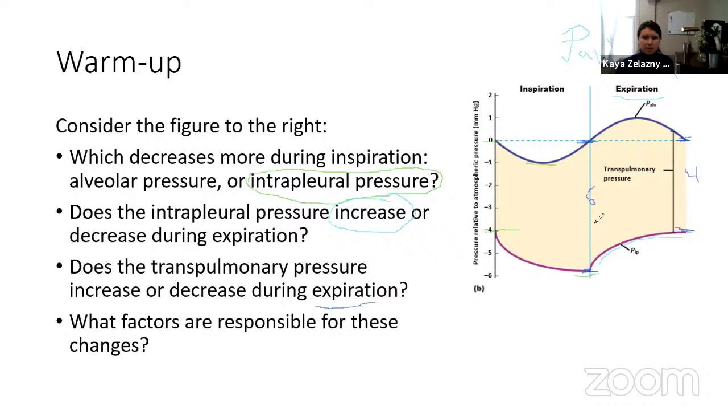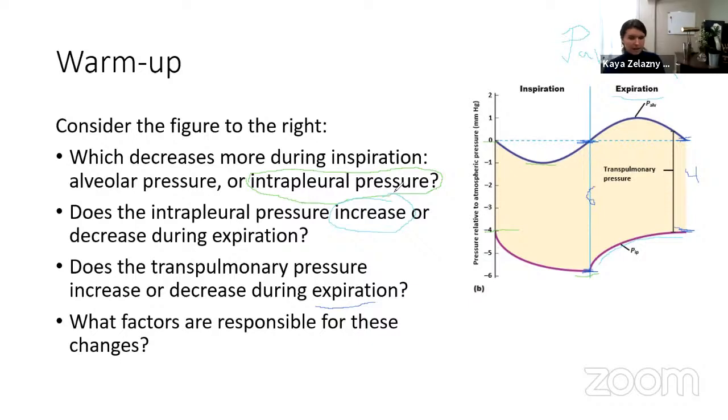So what we can see by comparing those two numbers is that the transpulmonary pressure has decreased over the course of expiration, which makes sense because this transpulmonary pressure is the pressure on that alveolar wall, the pressure across the lung, that pressure to expand the lung. So we can see that at the end of expiration, we have less of a pull on the wall of that alveolus.